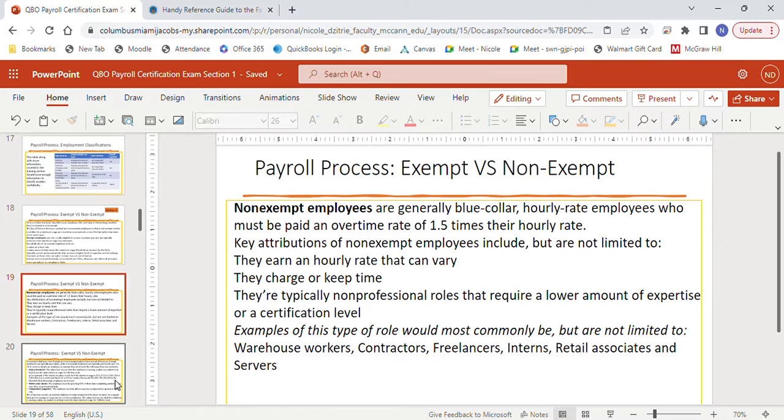Non-exempt employees are generally blue-collar, hourly rate employees who must be paid an overtime rate of 1.5 times their hourly rate. Key attributes of non-exempt employees include, but are not limited to, they earn an hourly rate that can vary. They charge or keep time. They're typically non-professional roles that require a lower amount of expertise or certification level. Examples of this type of role would be commonly, but not limited to, warehouse workers, contractors, freelancers, interns, retail associates, servers, if you work at a supermarket, and so on.